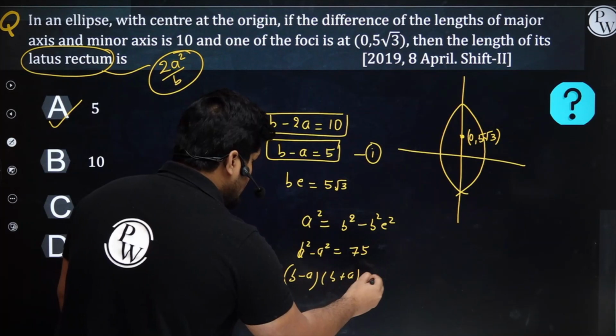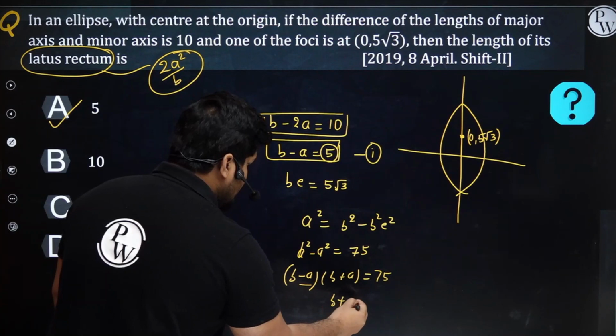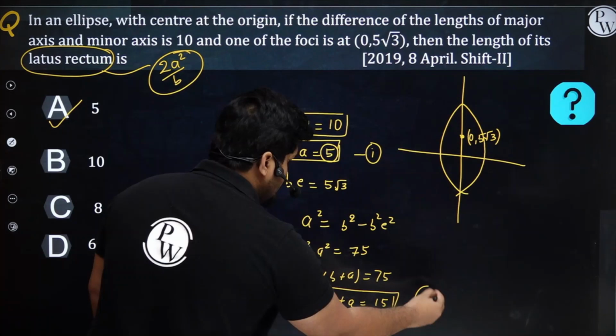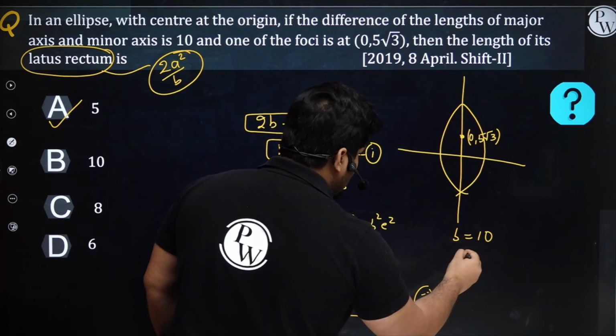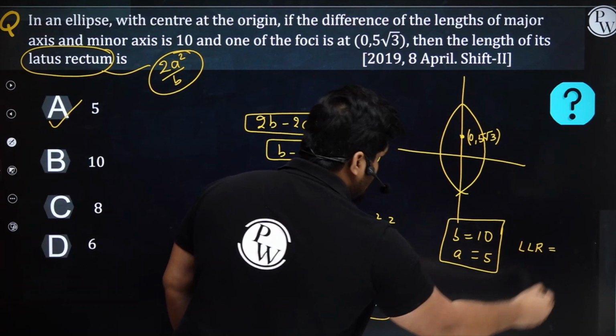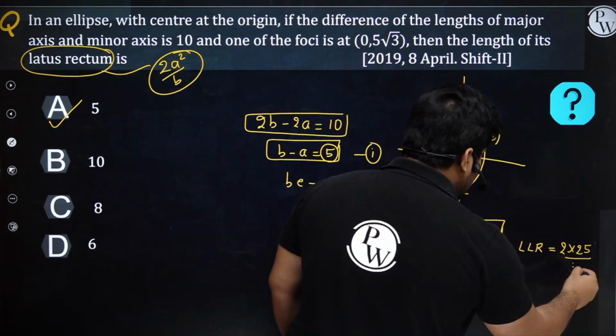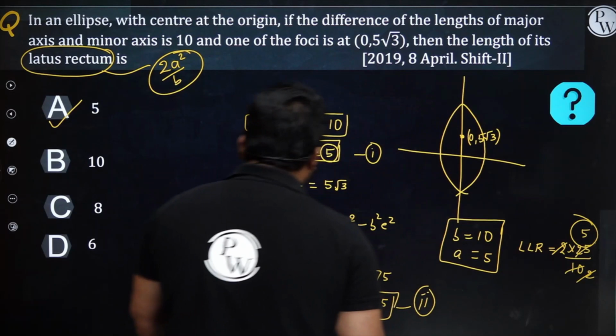Now b minus a is 5, so use it here. So b plus a will be equal to how much? 50. Now using 1 and 2, you can see 2b is equal to 20, so b will be 10 and a will be 5. What is the length of latus rectum? It will be 2a² by b. 2a² will be 50, b is 10 here. So the length will be 5, and that is what we have as the answer.